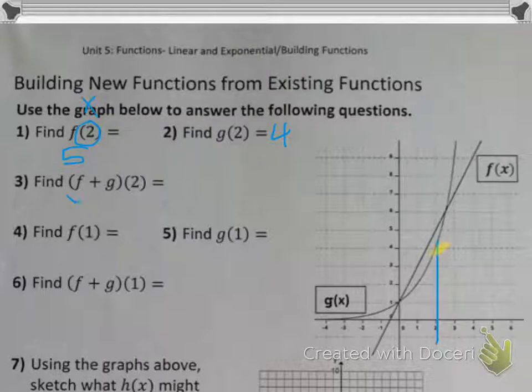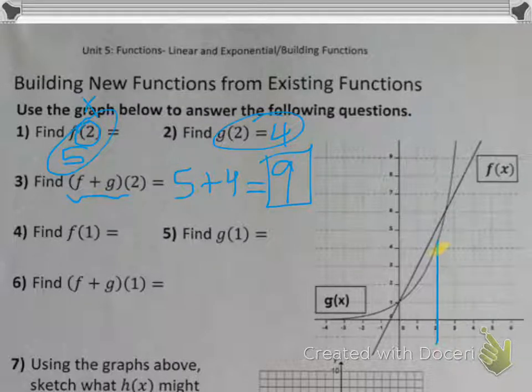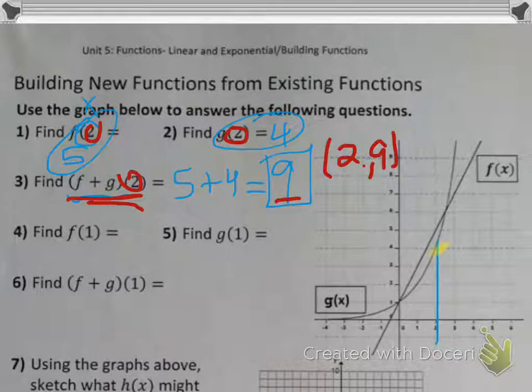Then it says to find f plus g of 2. Well, if I know f of 2 is 5, and I know g of 2 is 4, I can just add those together to get 9 for f plus g of 2, and we've done that before. What I've done here, again just to remind us, is we found ordered pairs. The ordered pair is (2, 5), the ordered pair is (2, 4), and now my new ordered pair would be (2, 9). If I were to add those functions together, the new ordered pair would be (2, 9), because it was at 2, and I had an output value of 9.